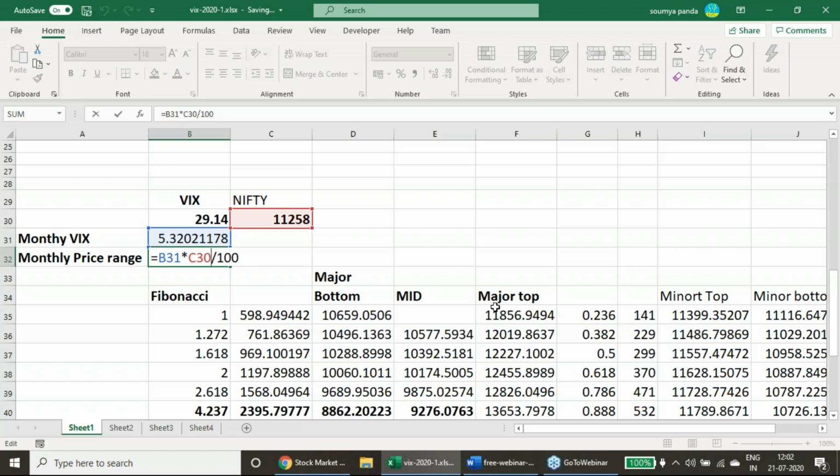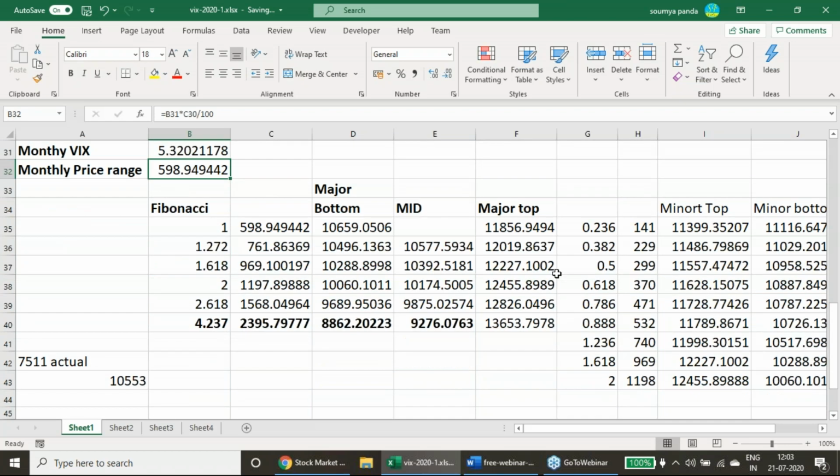the monthly price range. Once we get this price range, what we need to do here is, we got a price range, and this particular price range needs to be multiplied with all these growth ratios and also all your Fibonacci ratios and its inverse ratios. So these are the inverse ratios and growth ratios. This will give us the major top, major bottom, minor top and minor bottom.